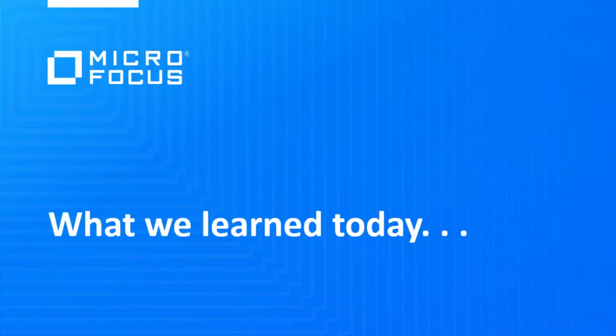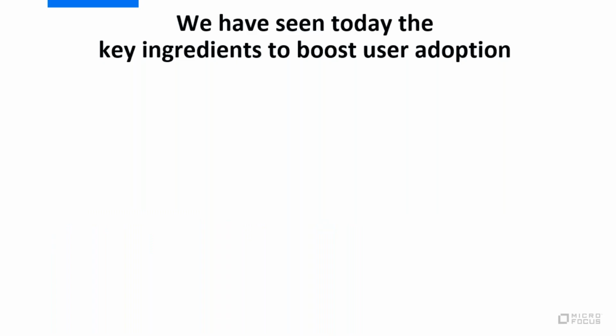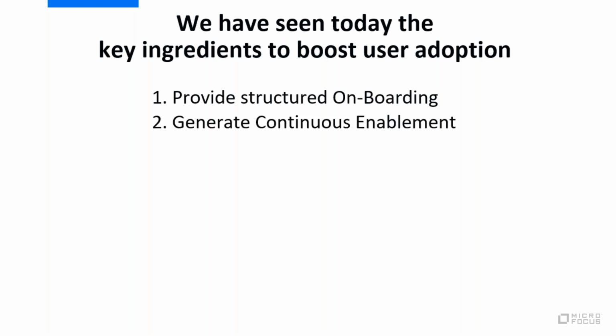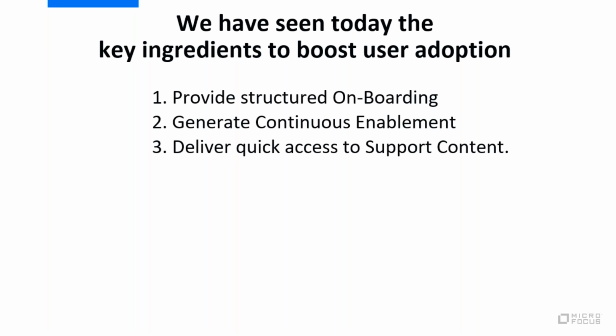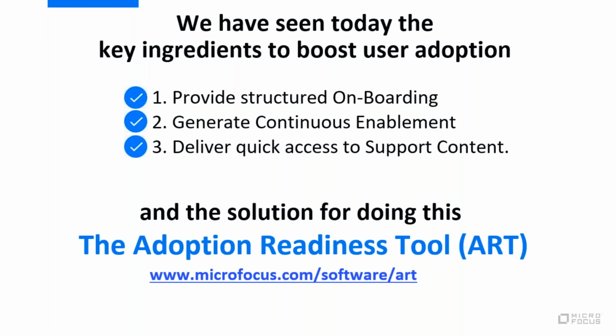Great. What we learned today is that we've seen the key ingredients to boost user adoption. Number 1, provide structured onboarding. Number 2, generate continuous enablement. Number 3, deliver quick access to support content. And we've seen that we can do that with the Adoption Readiness Tool, ART. It's simple, it's quick, it's really fast and clever.